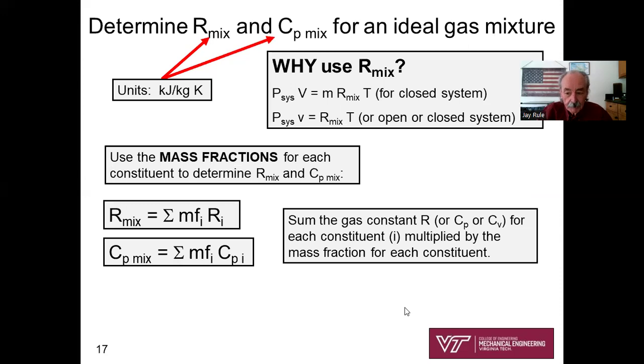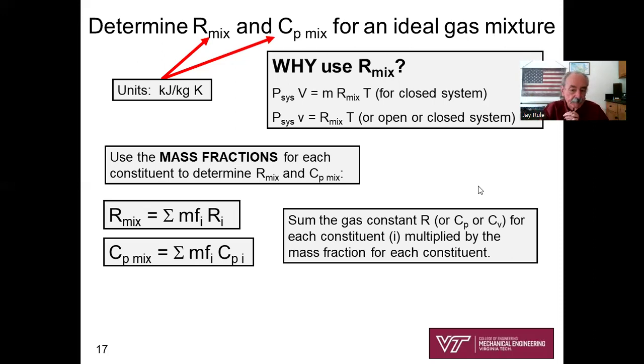We're still in our little crash course: determine R of a mixture and C sub P of the mixture. You're going to be doing that all the time in your homework problem solving. Let's refresh. What are the units of R and C sub P? Kilojoules per kilogram degree K, or BTUs per pound mass degree R. Why would we use R of a mixture? Why would we do that?